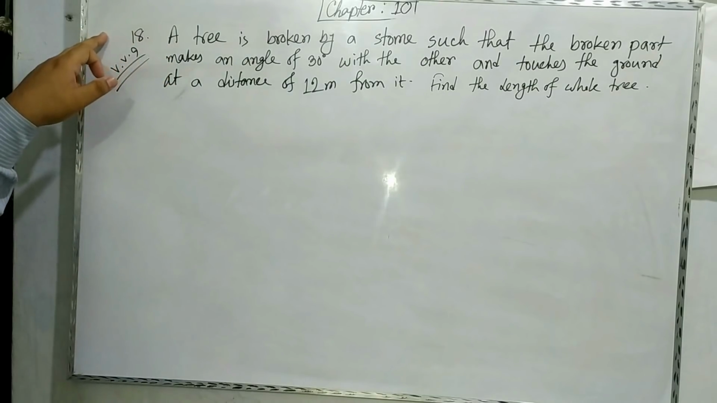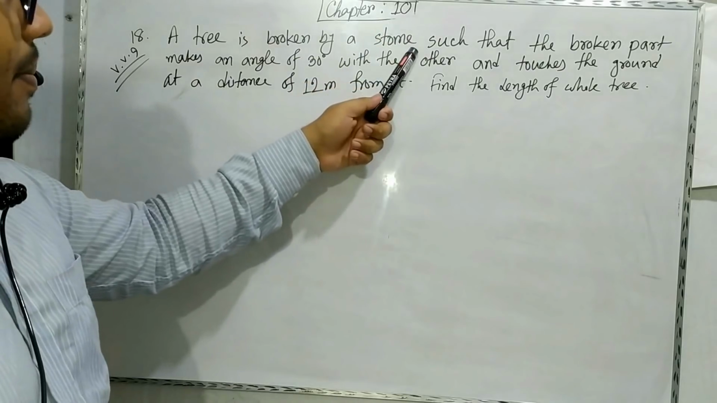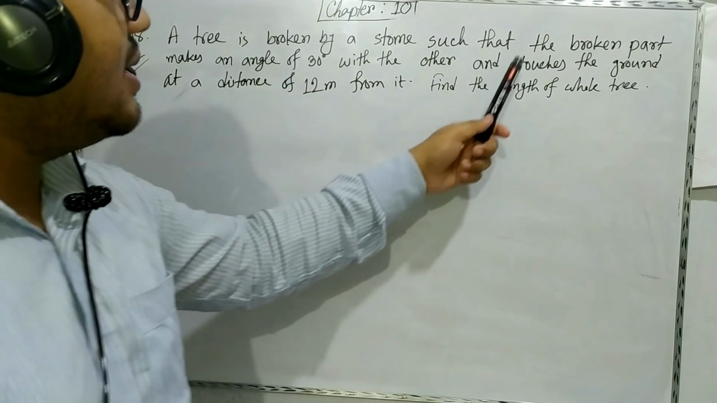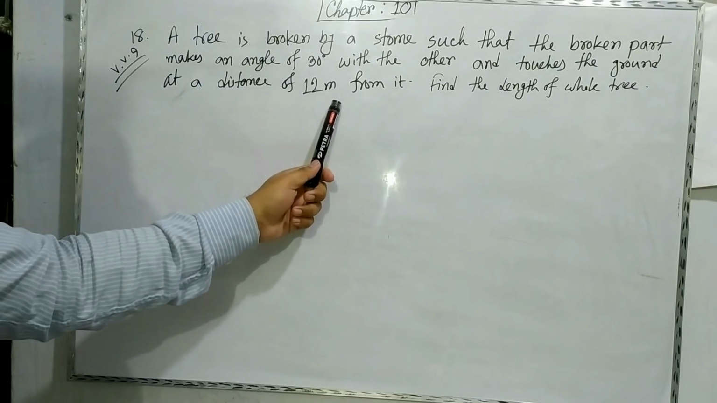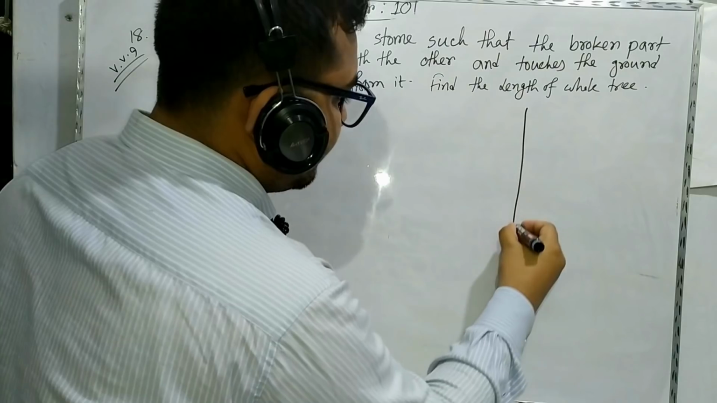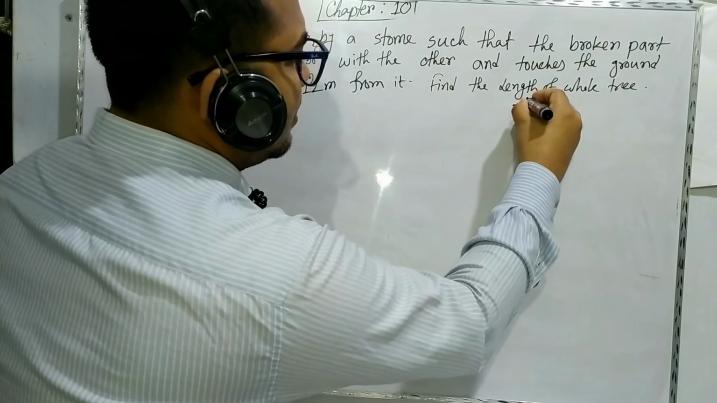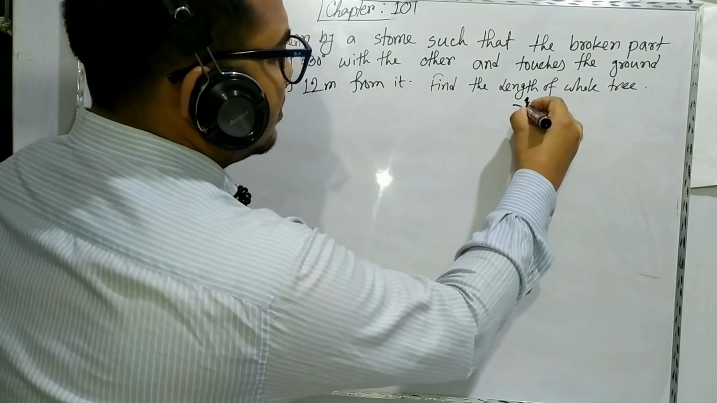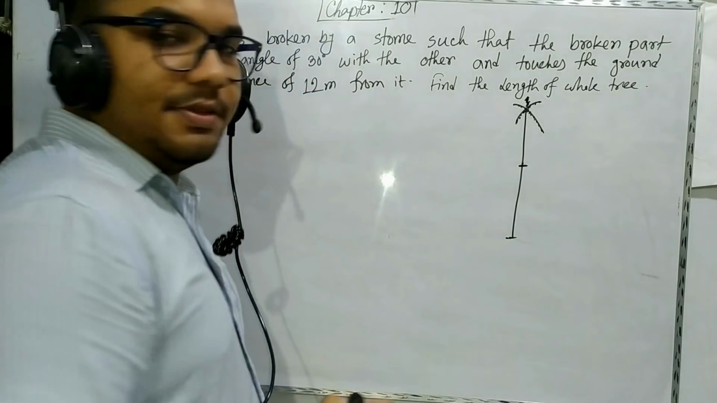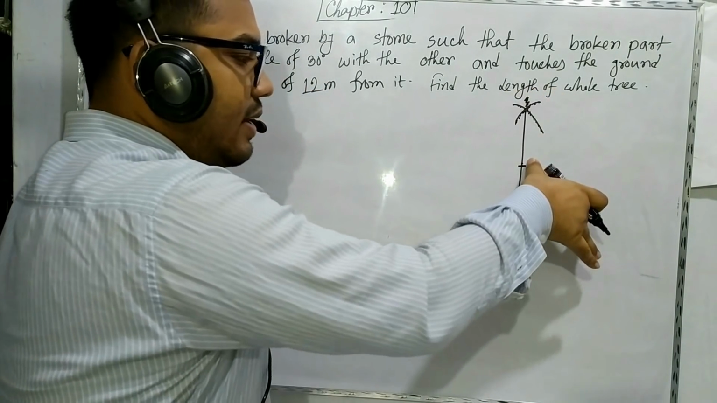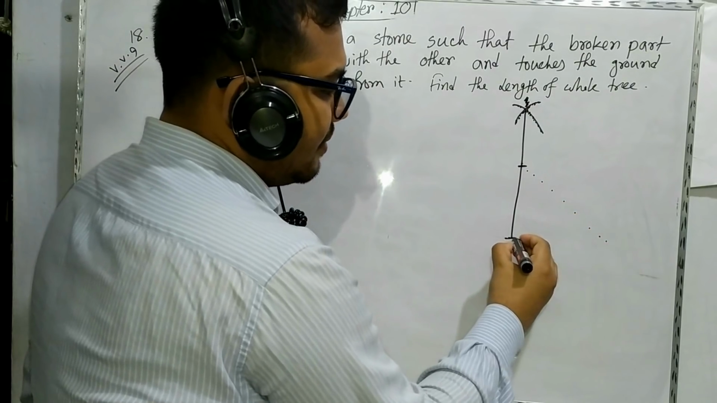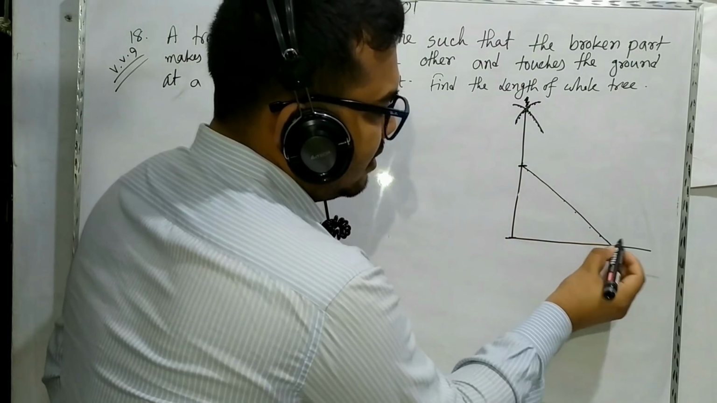Here the question number 18 says a tree is broken by a storm such that the broken part makes an angle of 30 degrees with the other part and touches the ground at a distance of 12 meters from it. Find the length of the whole tree. Here, suppose this is the tree, though it doesn't look so good. However, this is the tree. A storm is coming, and at that time the tree was broken from this part. If the tree is broken from this part, then this part will fall here. So this is our broken part.